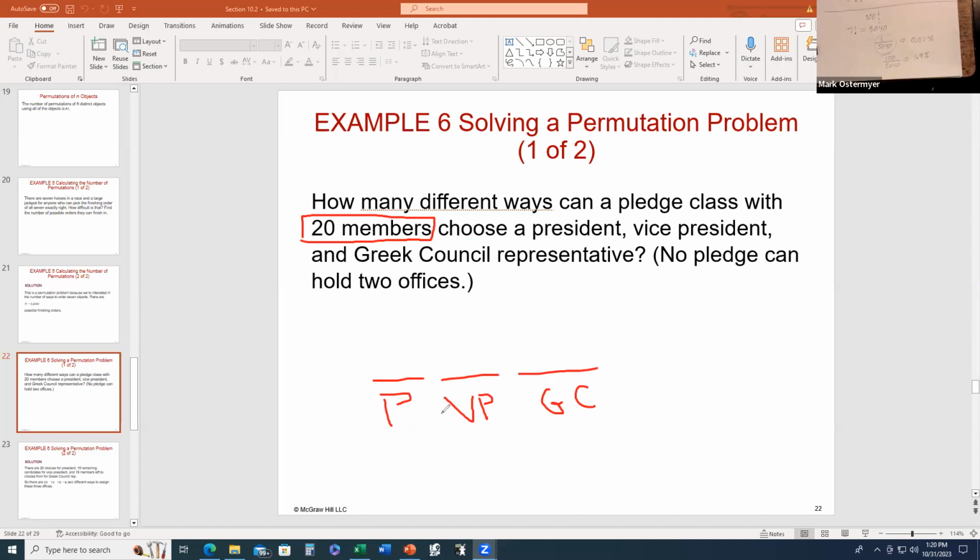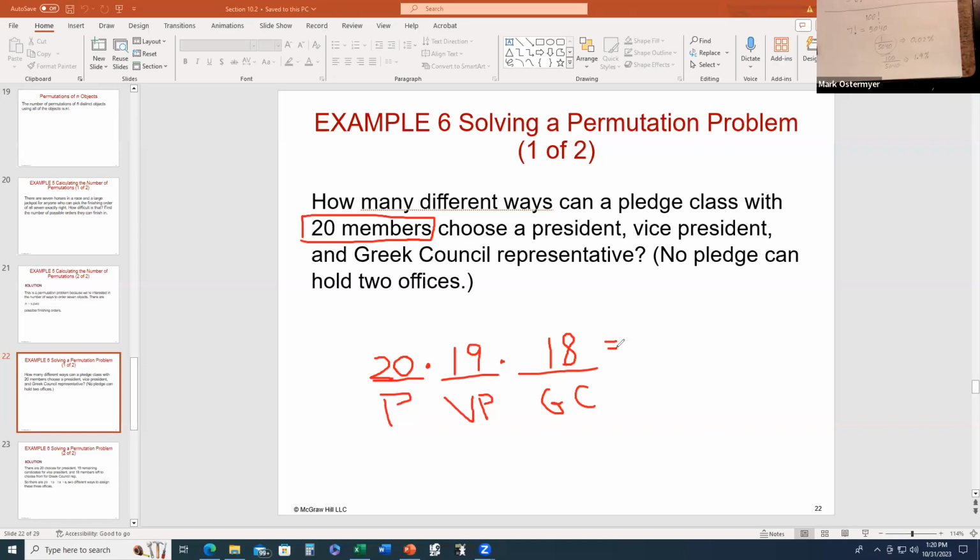Well, let's see. How many different ways can I seat a president from 20 members? There's 20 different ways. But if I leave one of these people out as president, I only have 19 left to seat as vice president. But now I've already filled the office of president and vice president. That leaves me 18 people left to fill the office of the Greek council representative. Here's the number of ways, ladies and gentlemen, that you can fill these 3 offices with 20 people.